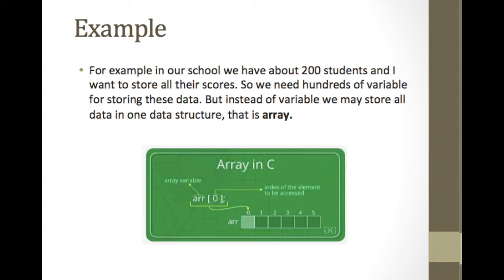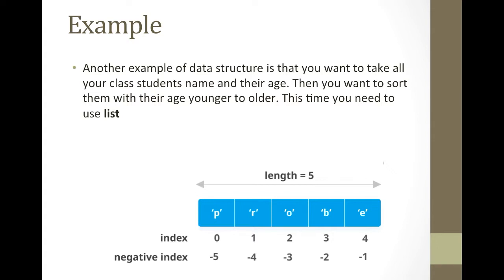Okay, another example of a data structure: you want to take all your class students' names and their ages. Then you want to sort them by age, younger to older. So this time we are going to use, guys, a list. So this is an example of a list picture.